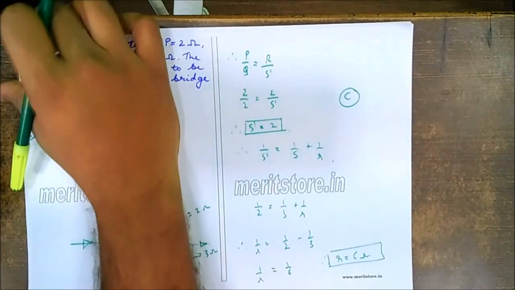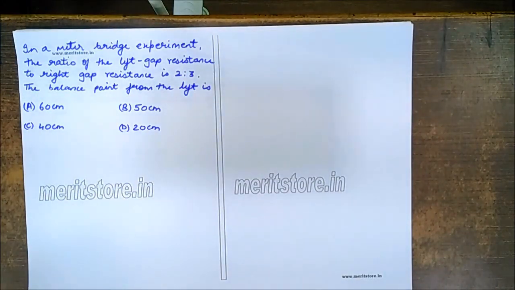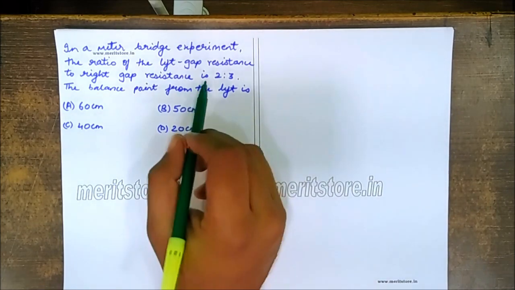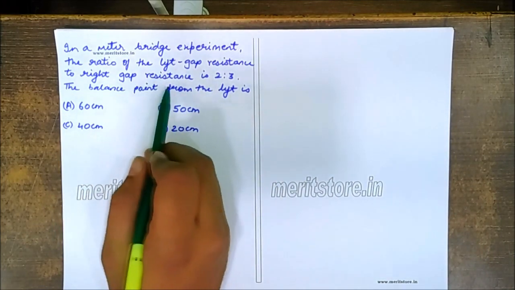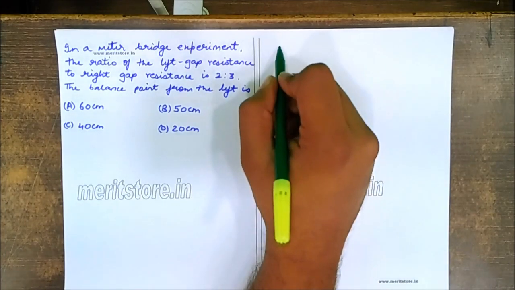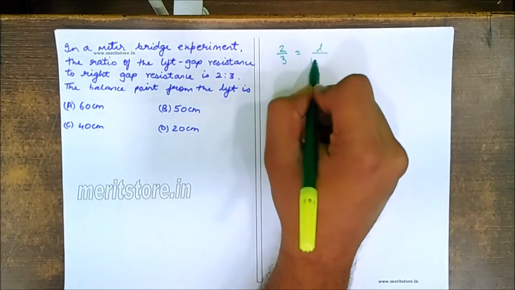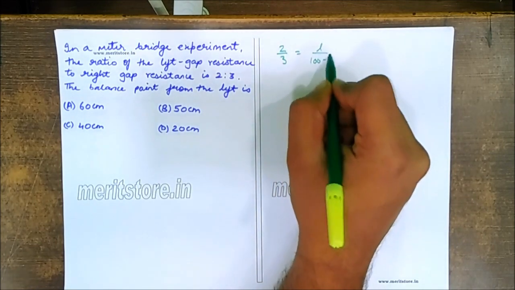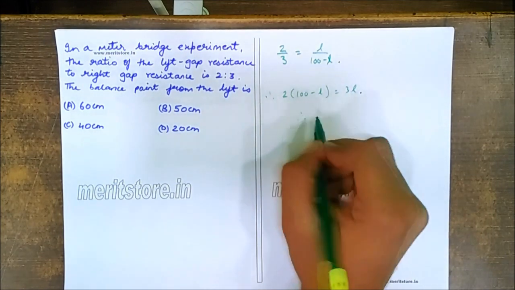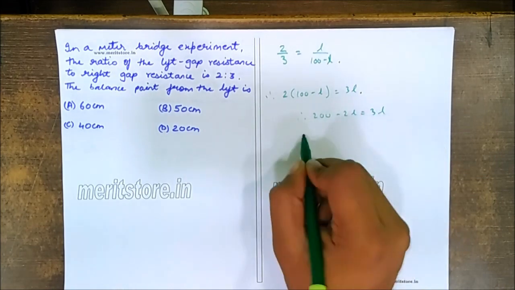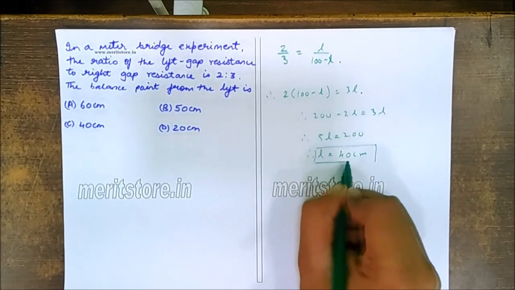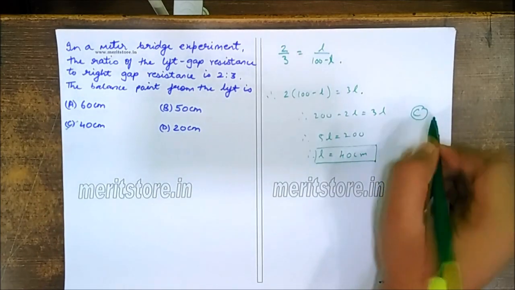Alright, so the next problem. In a meter bridge experiment, the ratio of left gap resistance to the right gap resistance is 2:3. The balance point from the left has been demanded. So 2 by 3 is equal to L upon 100 minus L, that is R1 by R2, L upon 100 minus L. So this becomes 2 into 100 minus L is equal to 3L. Therefore 200 minus 2L is equal to 3L. Therefore 5L is equal to 200. Therefore L is equal to 40 centimeter. Option C.